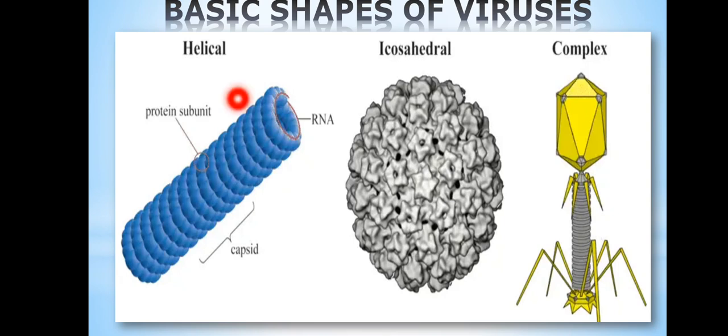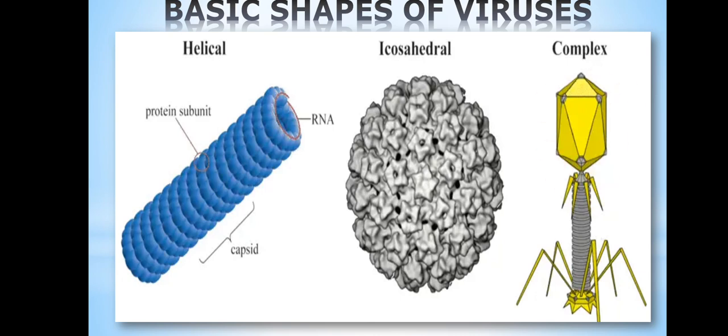And like I said, on the basic shapes of the virus, they can either be what? They can either be helical. Helical, you can see, is basically cylindrical. This is more like a cylinder, right? So they can be of this shape. Then apart from that, they can also be spherical or icosahedral in shape. I talked about that. Then they can also be what?